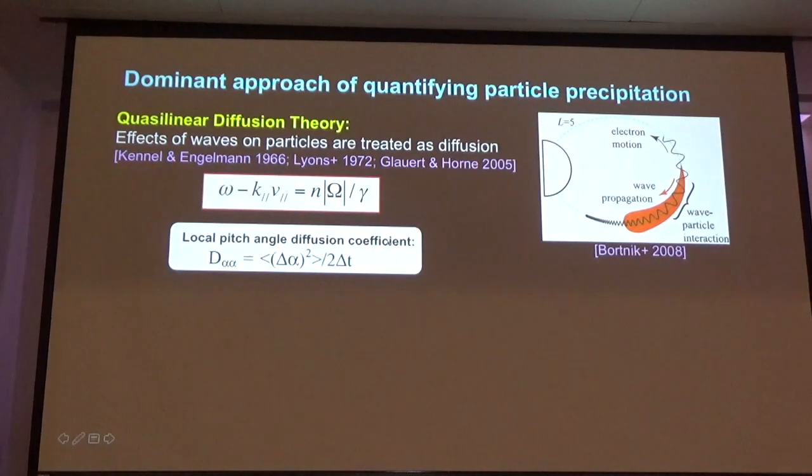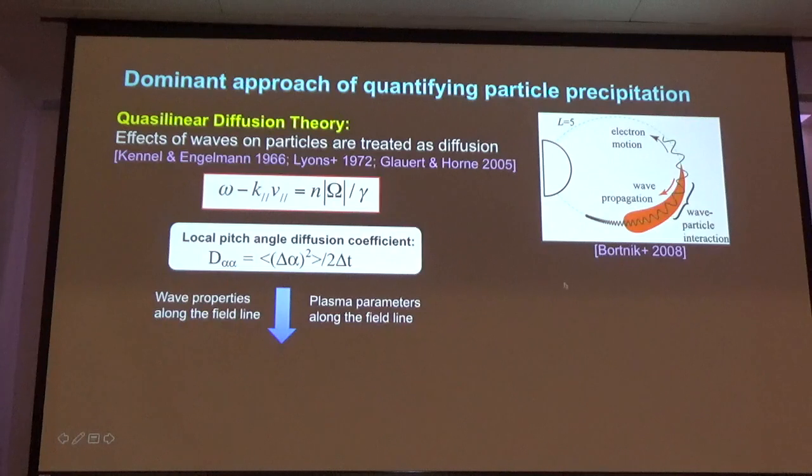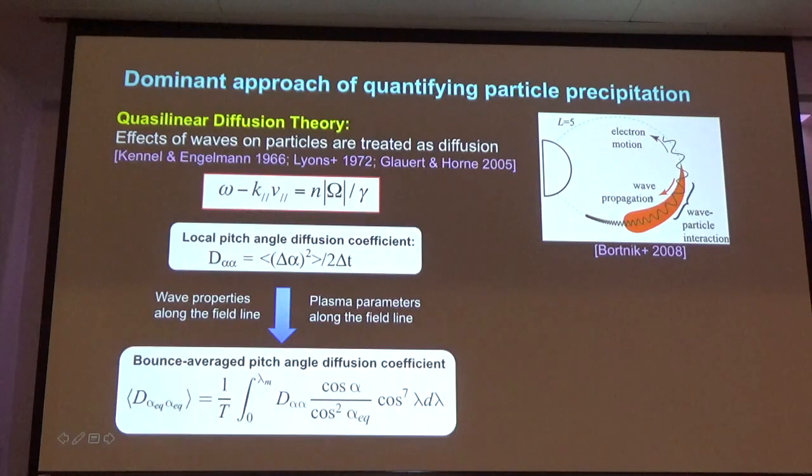So based on this resonance condition as well as the dispersion relationship, we can calculate the local pitch angle scattering rate for any given electrons and protons when they travel along the field line. But during this process, since the plasma parameters and wave properties vary along the field line, the resonance conditions vary as well. Because of that, we typically take the integral over their bounce orbit to calculate the bounce-averaged diffusion coefficients to evaluate the overall pitch angle scattering rate of waves to the particles.